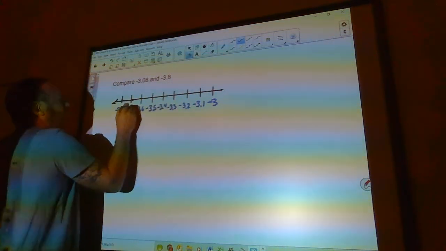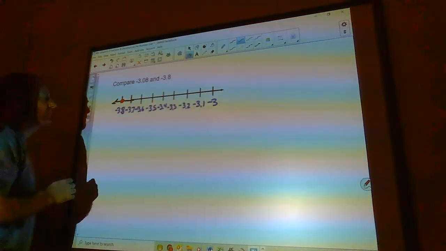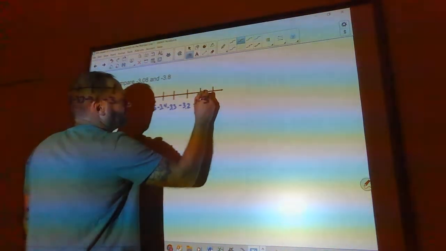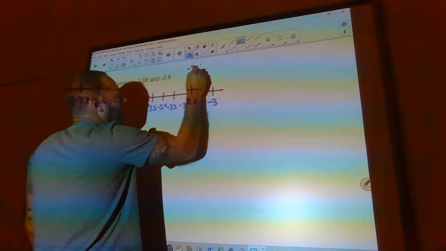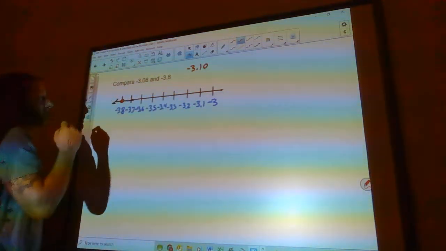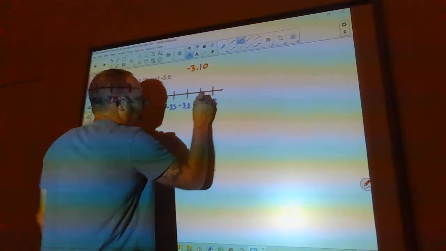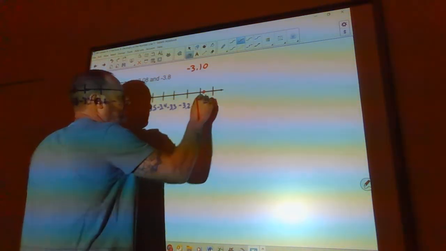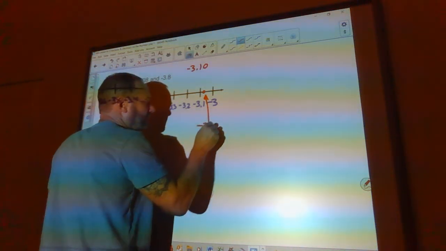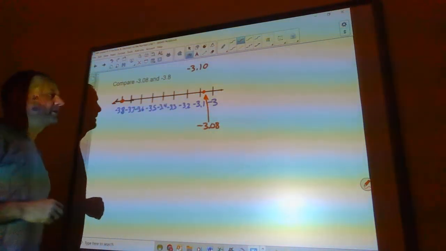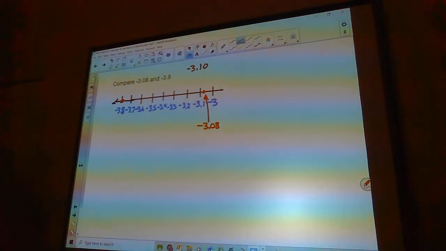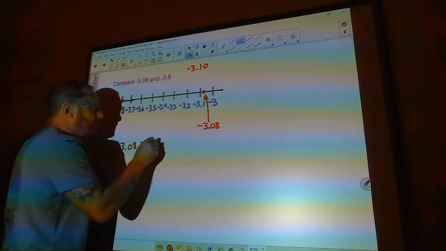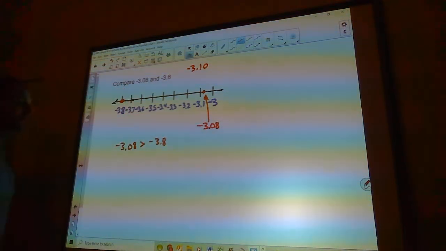Okay, so here's my -3.8. Now, -3.08, that's going to be between -3 and -3.1, because remember, -3.1 is actually -3.10. So this is going to be right about here. And since it's between these, I always like to label it, so it's really clear what it is. So I would say that -3.08 is greater than -3.8.